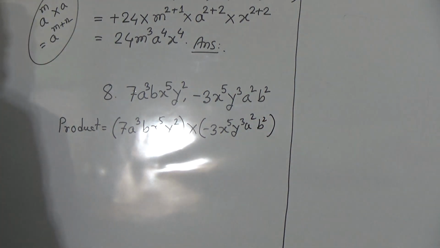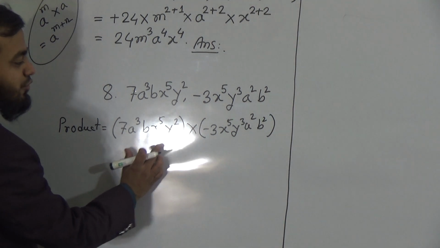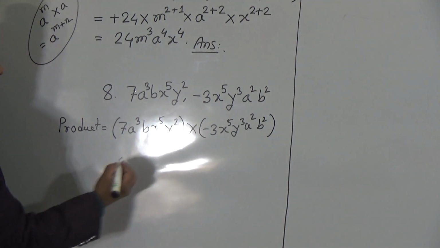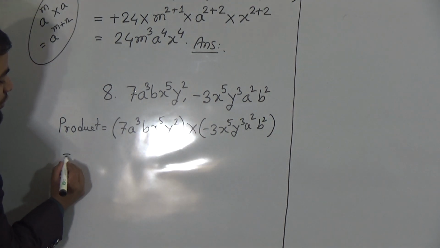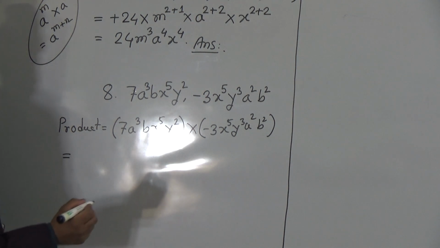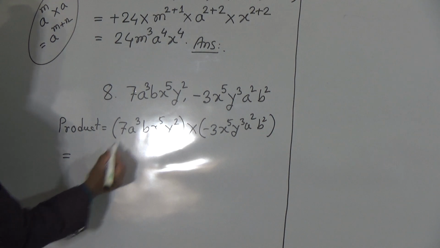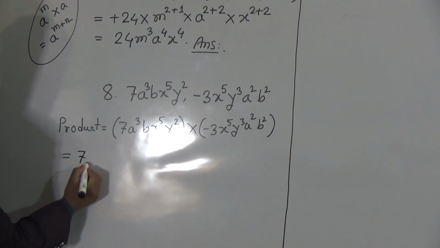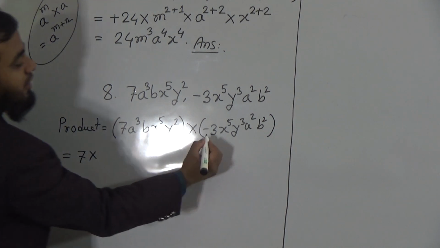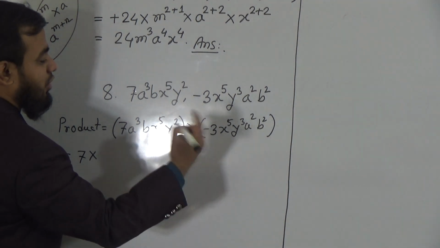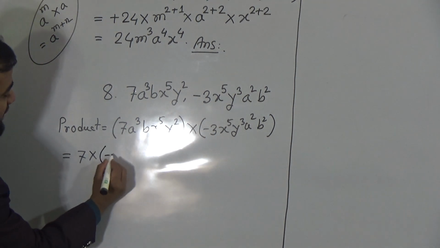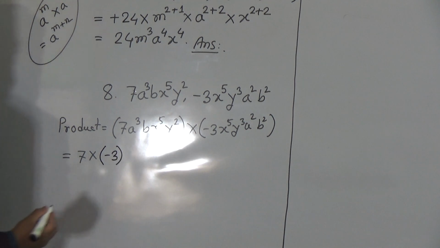First of all, look, these two expressions are monomial expressions. The single term expression is called the monomial expression. Now first of all we do what? We will separate all the numerals and the variables. In the first expression, the numeral is 7. This numeral is multiplied with the minus 3 because minus 3 is the numeral of the second expression. It's minus 3, that is why I will use the bracket here.